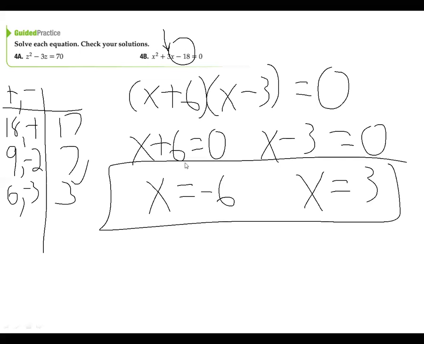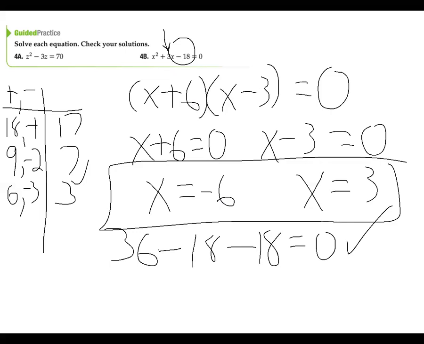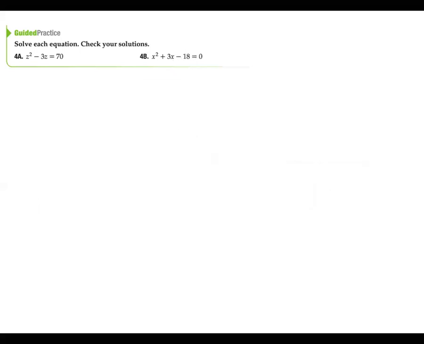Okay, and again, you always want to check those in the original. So I'd plug in negative 6 here, square it. That would give me 36. Plug in negative 6 here, you get 3 times negative 6 is negative 18. Minus 18 equals 0, and that works. If I do x equals 3, 3 squared is 9, plus 3 times 3 is 9, minus 18, that equals 0. That works. Okay?